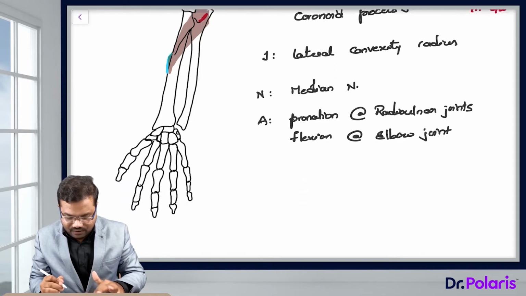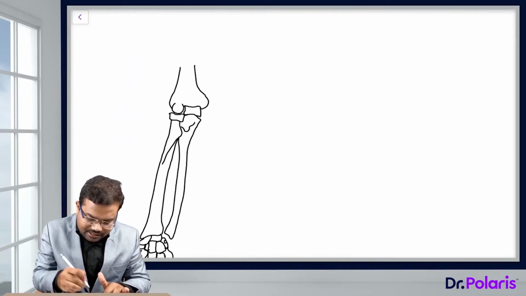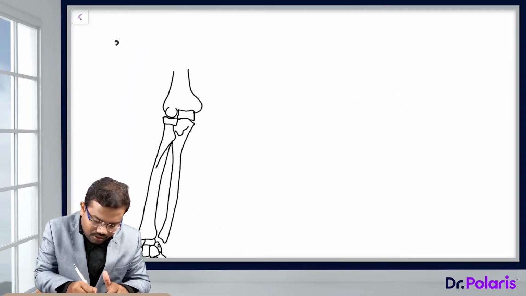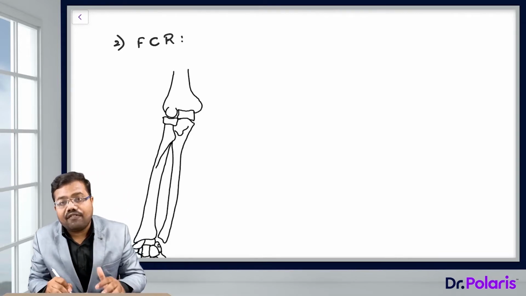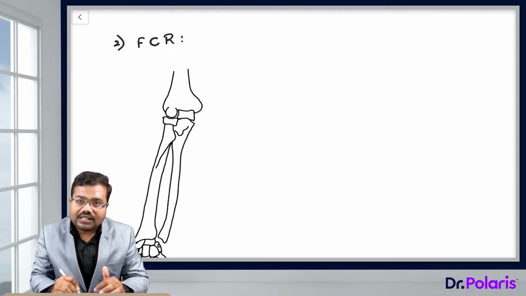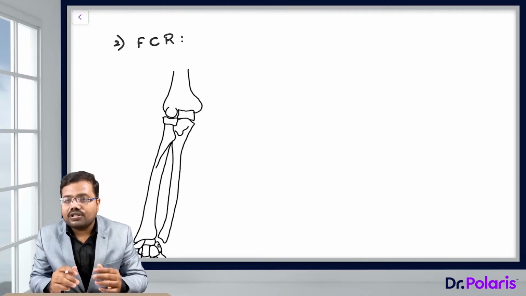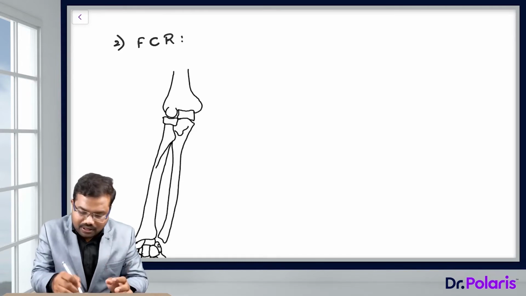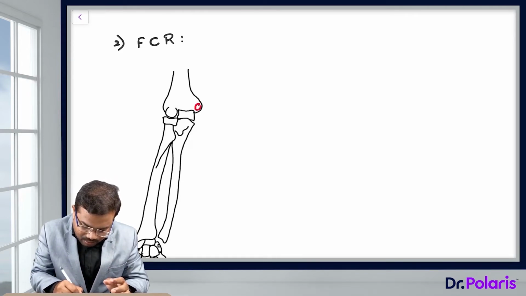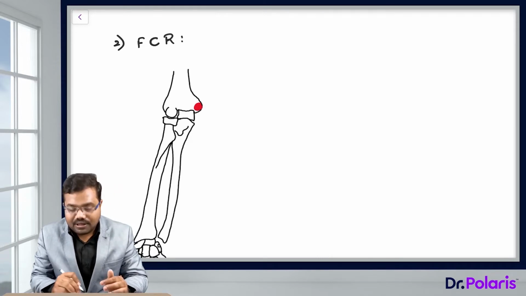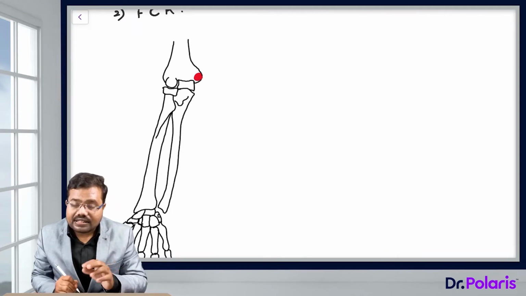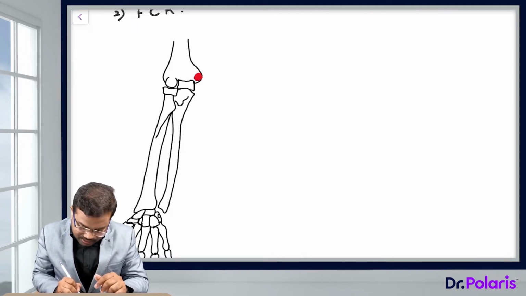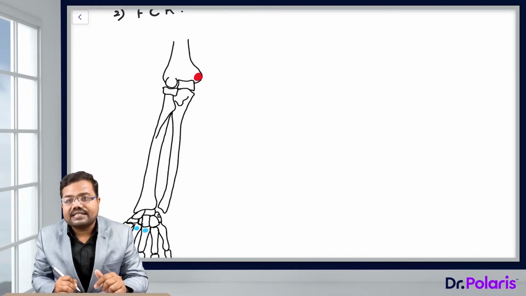So let's go for the second one. The second muscle is Flexor Carpi Radialis, shortly known as FCR. In the flexor carpi radialis, I already said the common origin for the flexors is the medial epicondyle. So I'm highlighting again the medial epicondyle of the humerus. From there, this muscle comes down, and its tendon divides into two slips to insert over the second metacarpal and also the third metacarpal bases.